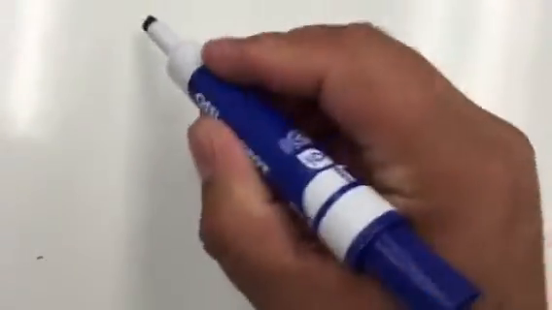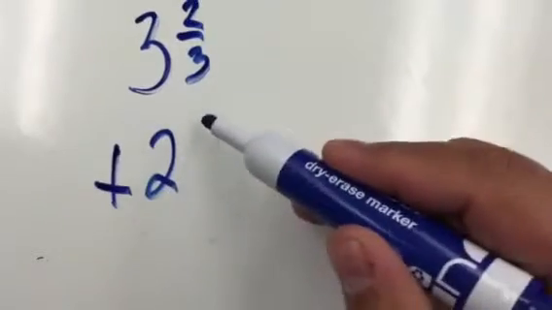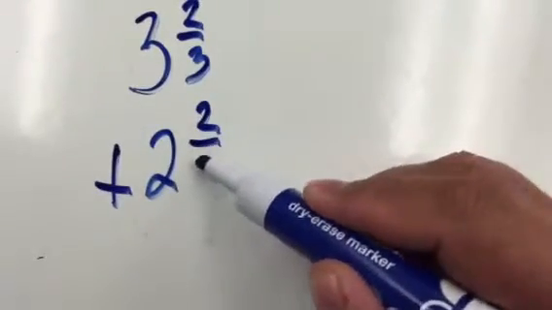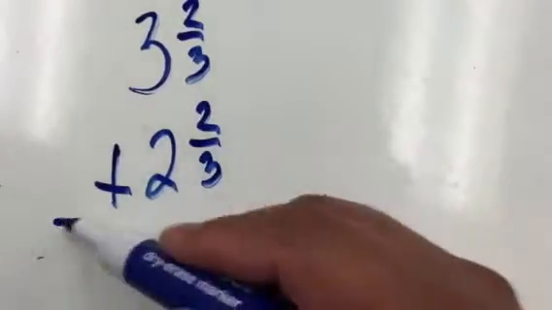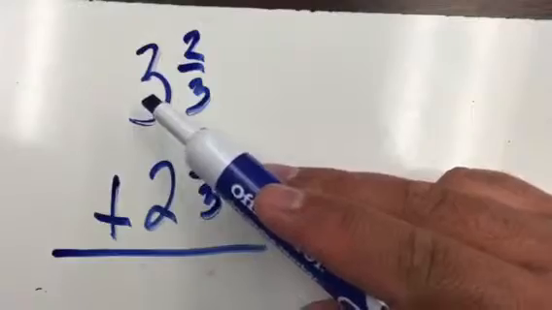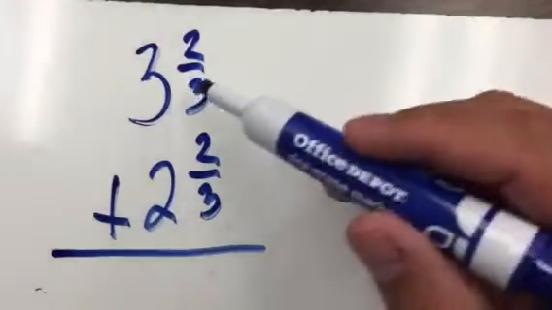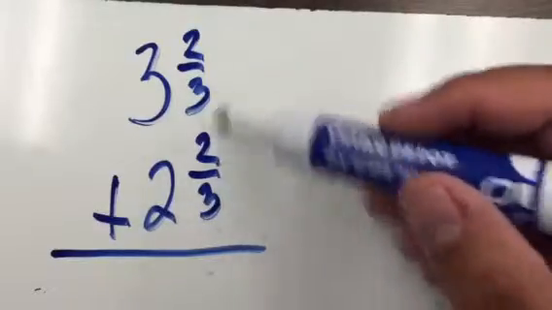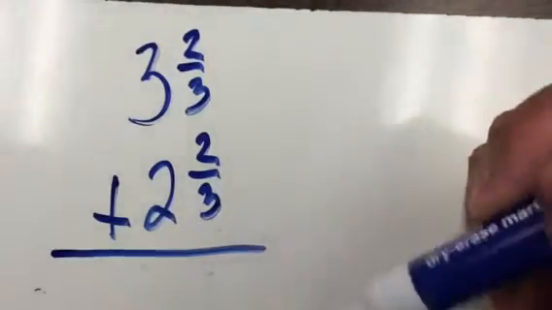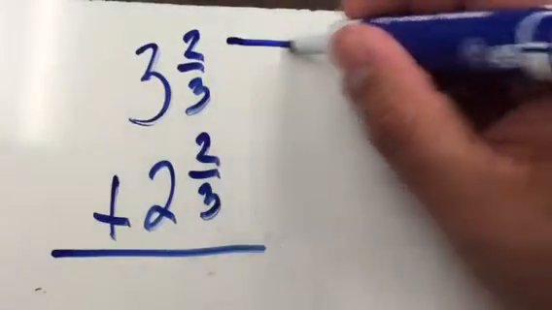We're going to go with 3 and 2/3 plus 2 and 2/3. Looks simple enough. Let me show you what I'm talking about when I say bar models. So I have this mixed number, and the first thing I want to do is check to make sure my denominators are the same, which they are. I have a 3 here and a 3 here. So now I can model out this top number. So it looks like this.